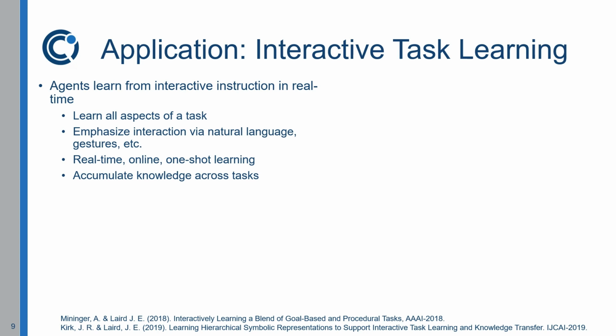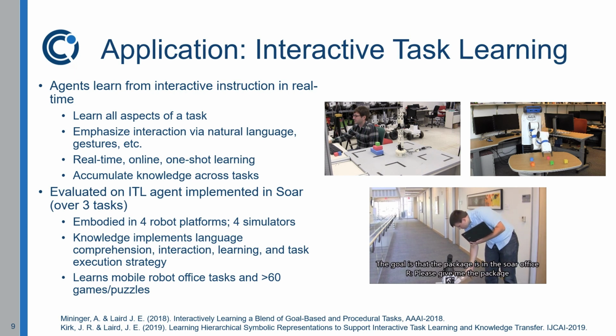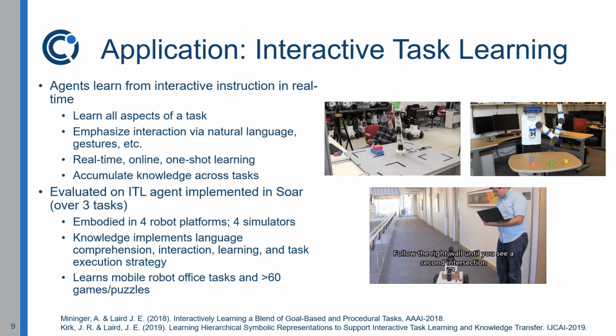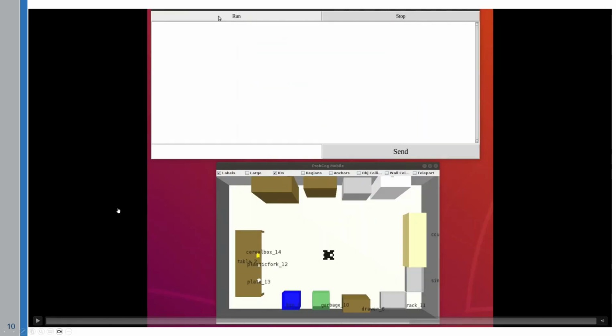Interactive task learning is where agents learn in real time all aspects of a task from natural interactions that are real time online, showing one-shot learning and accumulating knowledge over multiple tasks. In particular, we're evaluating on an interactive task learning agent implemented in SOAR that has been embodied in many different robotic platforms and simulators and has learned from mobile robot tasks to many different games and puzzles. Here we show a demonstration of an interactive task learning agent using STARS. Below here is the simulator with a robot in a kitchen, and above is a chat dialog window that the user and the agent can interact in.